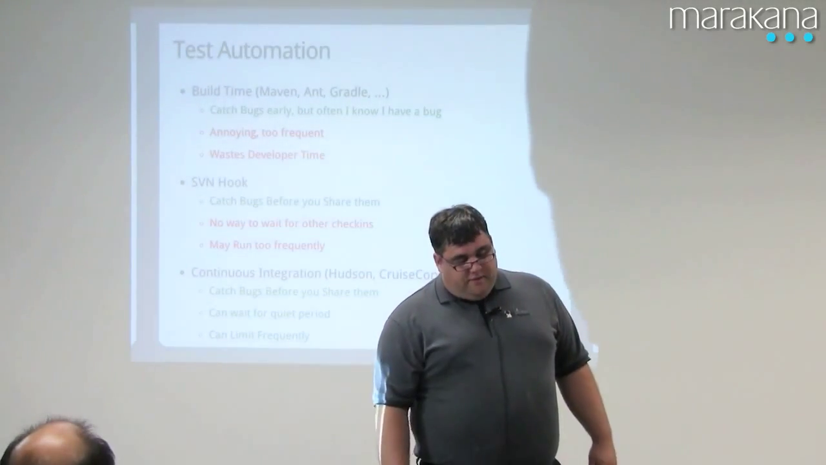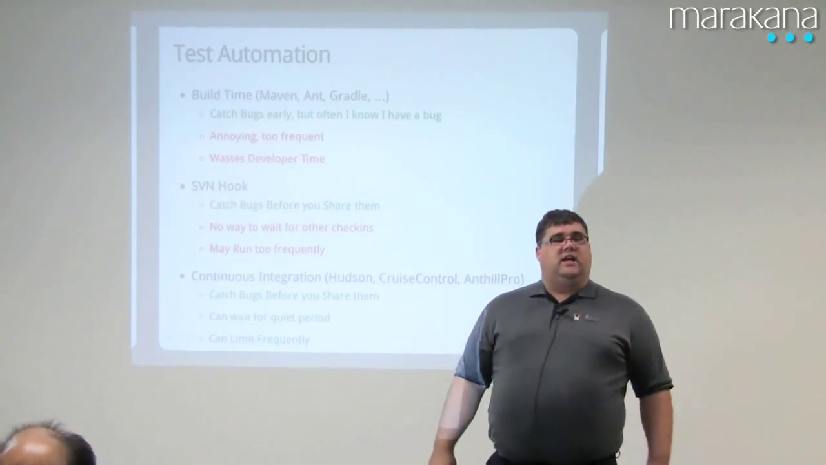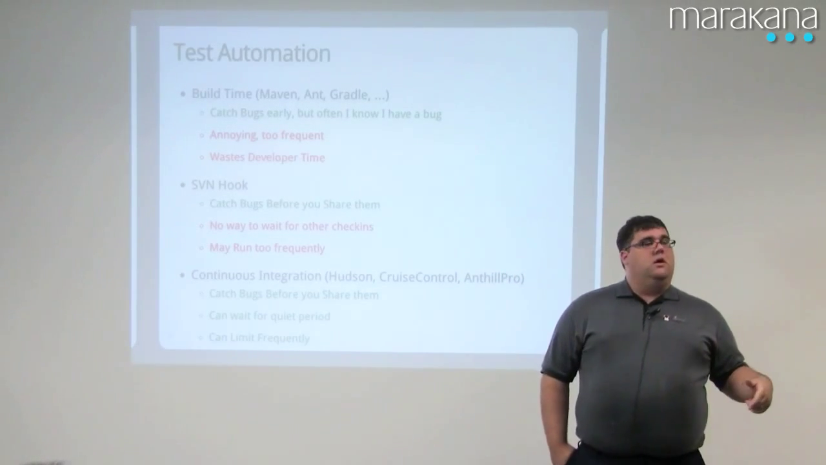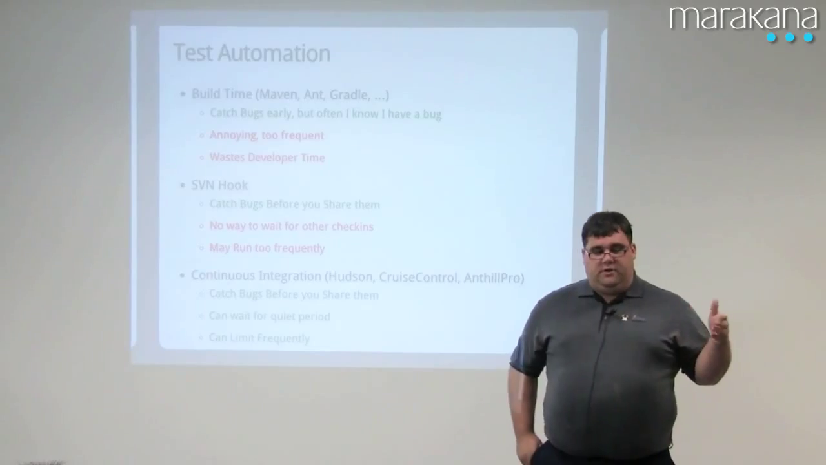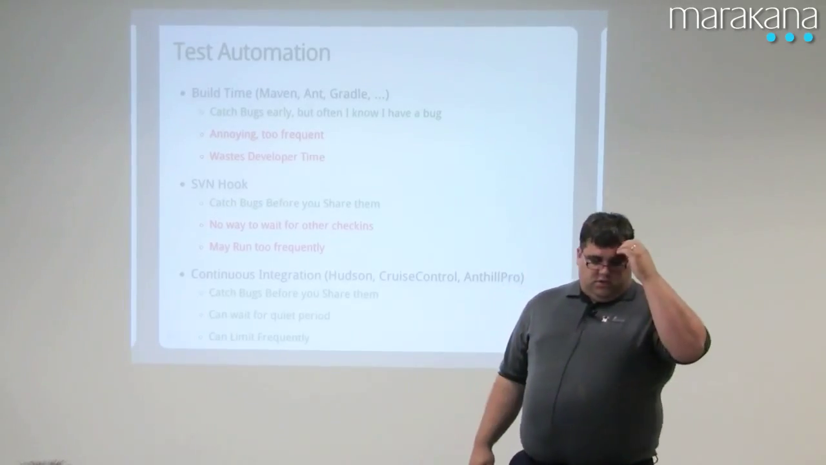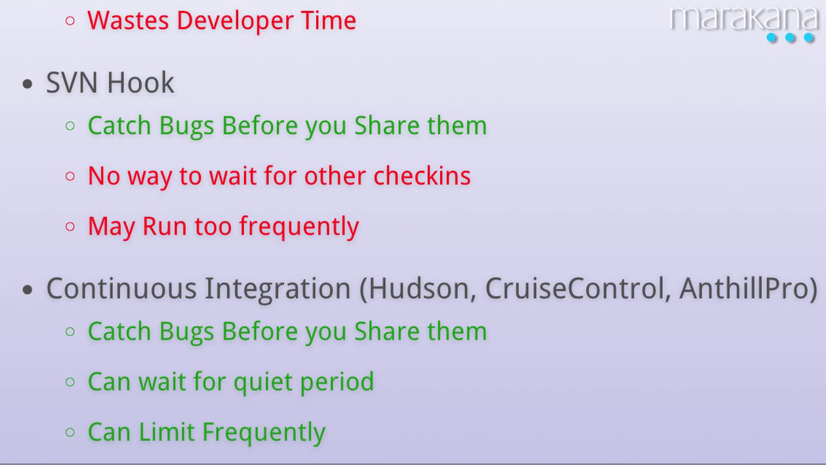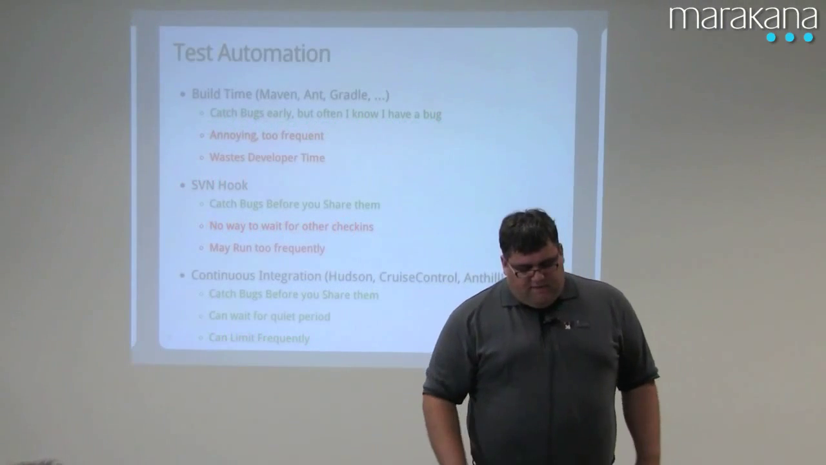So the next way you can look at is SVN hooks. Every time somebody checks in code, have it fire off your testing, which is a cool solution, a little bit better, catches bugs before you share them with others, right? It's at a point where at least you think the code is stable, hopefully, especially with tools like Git where you're not pushing that forward.